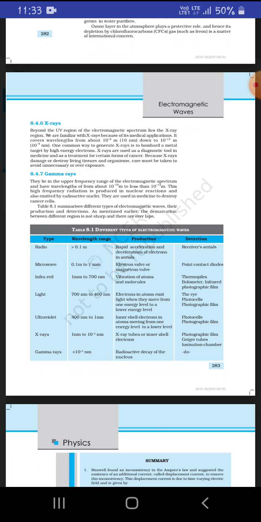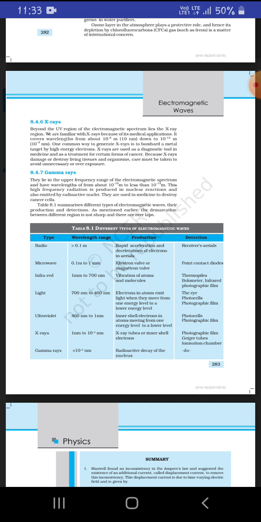And next, the final topic of this chapter is gamma rays. They lie in the upper frequency range of the electromagnetic spectrum and have very short wavelengths, from about 10 to the power minus 10 meters to less than 10 to the power minus 14 meters. This high frequency radiation is produced by nuclear reactions and emitted by radioactive nuclei, and it is used in medicine to destroy cancer cells.